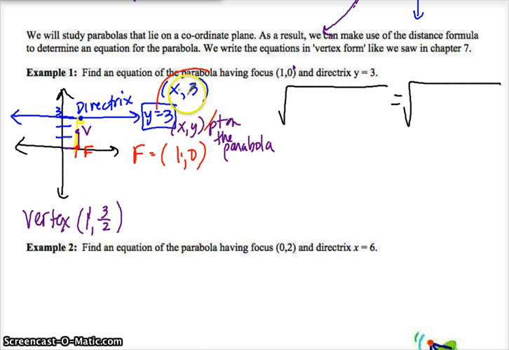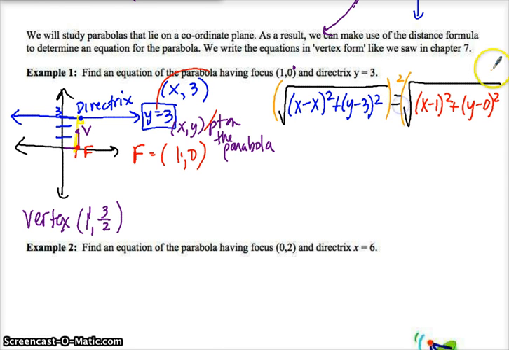So the distance between the directrix and a point on the parabola: I'm going to say x minus x, the quantity squared, plus y minus 3, the quantity squared. And then that must equal the distance between a point on the parabola and the focus. So this time I would have x minus 1, the quantity squared, plus y minus 0, the quantity squared. To simplify this, the first thing I would do is square both sides to get rid of those yucky radicals, and then simplify what's underneath.